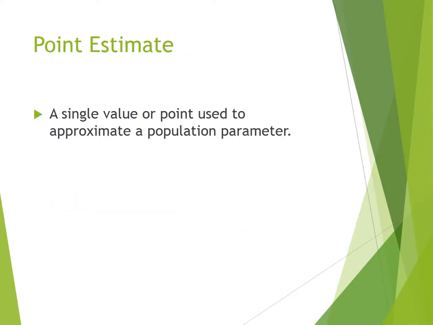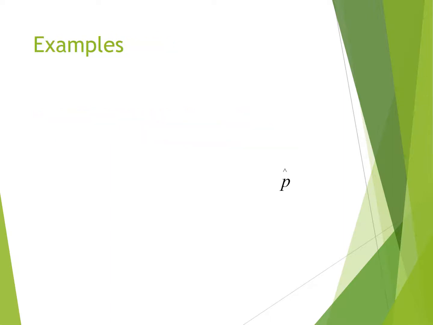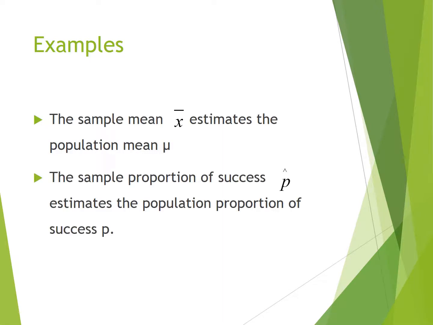A point estimate is a single value or a point that's used to approximate a population parameter. Examples are: the sample mean is used to estimate the population mean. The sample proportion p hat, see that looks like a little birthday hat on top of the p, that's called p hat, and it stands for the sample proportion of successes, is used to estimate the population proportion of successes, which is just denoted with just a p.